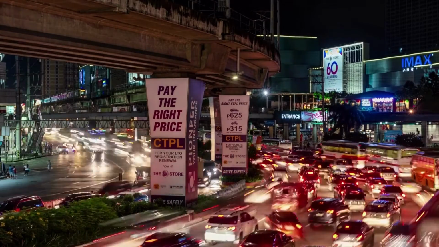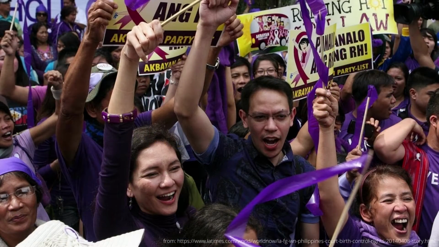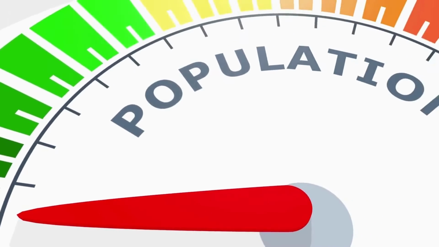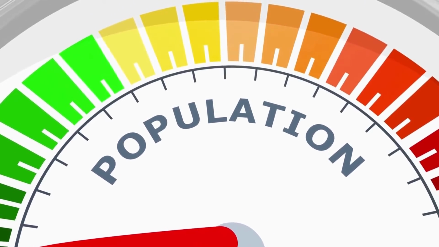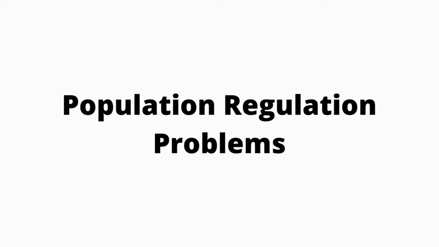Looking at this from a local level, we can see how the Philippines regulates its population through government actions such as the Reproductive Health Law and Sustainable Economic Development Plan. The goal of this regulation is for the population growth to get near to zero. Of course, the Philippines population regulation is not without its problems.